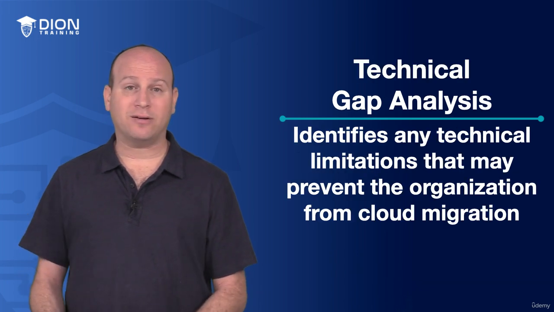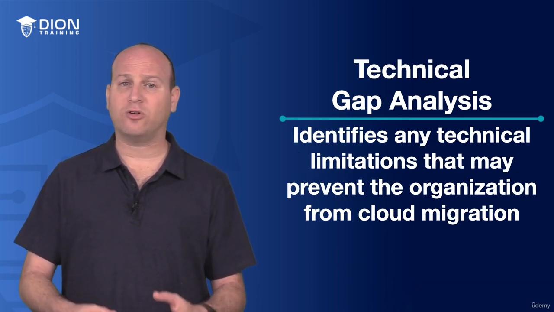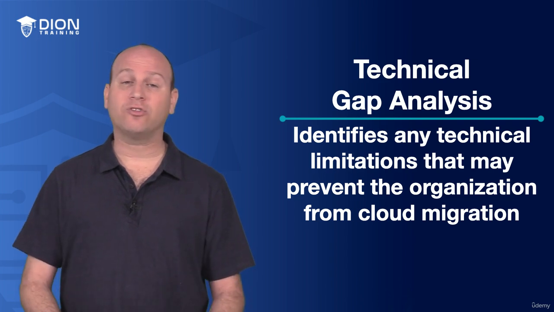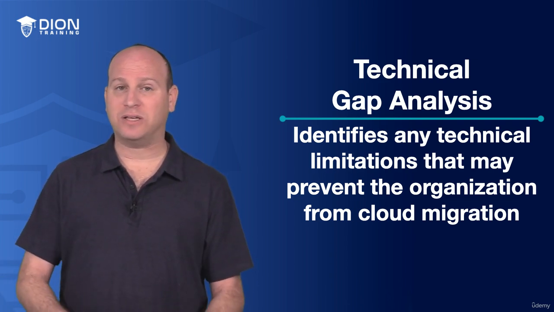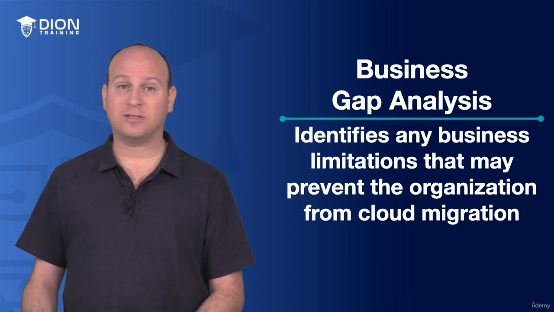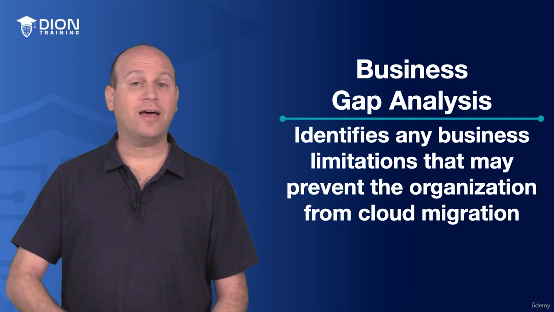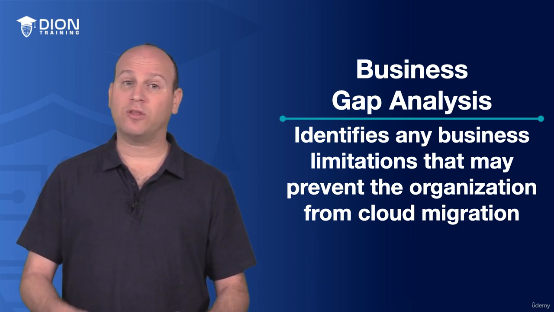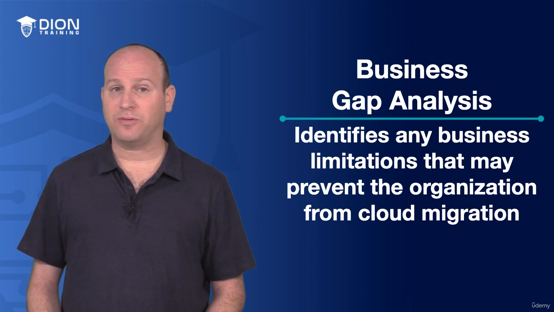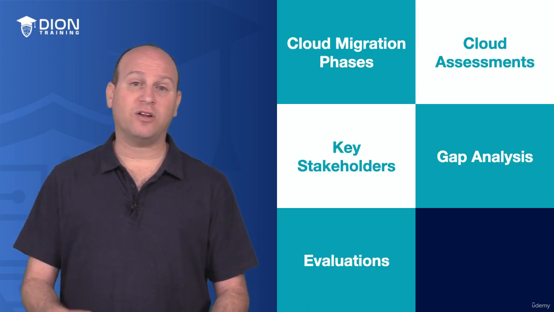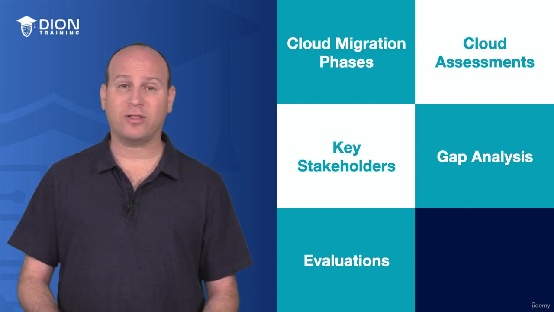Now, a technical gap analysis in the world of cloud computing would involve evaluating an organization's current technical infrastructure and identifying any areas where it falls short of the technical capabilities that are required to fully utilize cloud-based solutions. A business gap analysis, on the other hand, is going to involve evaluating an organization's current business processes and identifying any areas where they fall short of the capabilities required to fully utilize cloud solutions from a business perspective. After that, we're going to dive into the different types of evaluations that you may conduct as part of your cloud advising efforts and your cloud assessments.